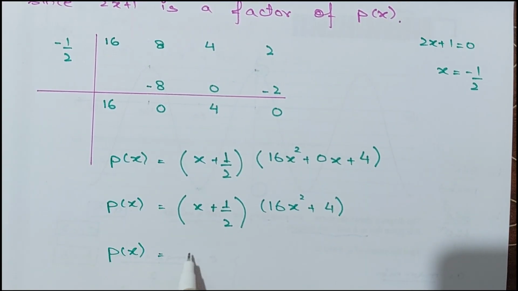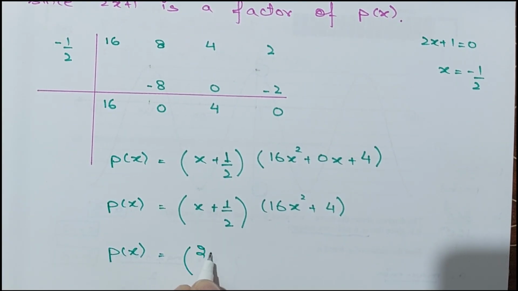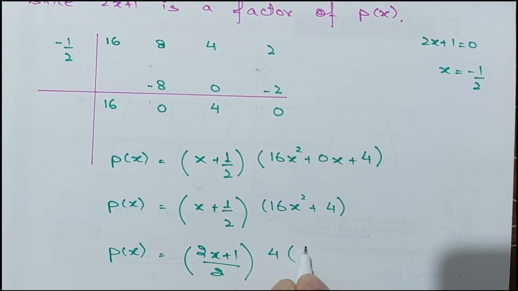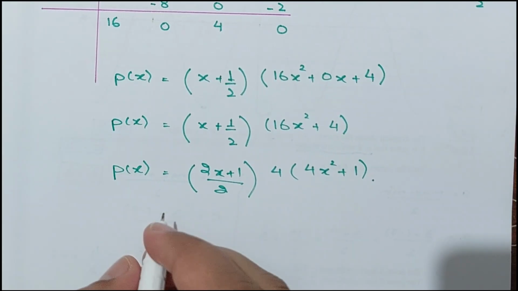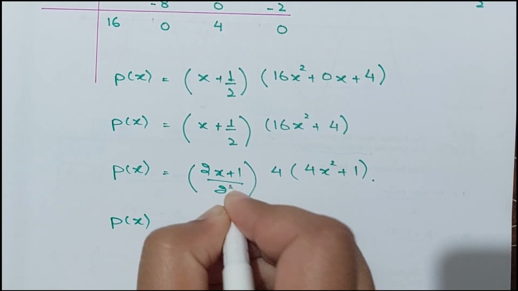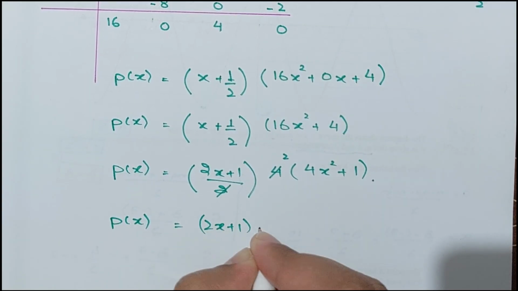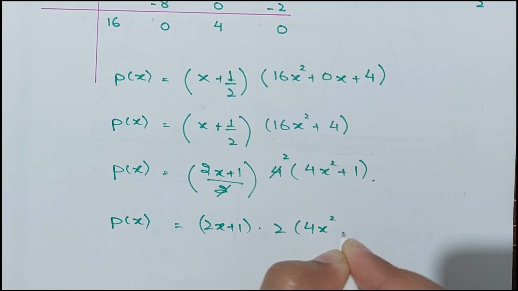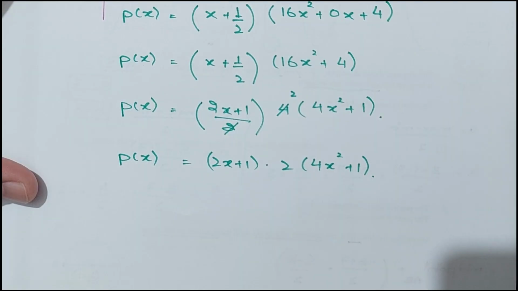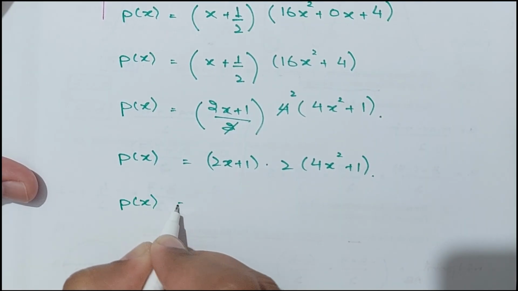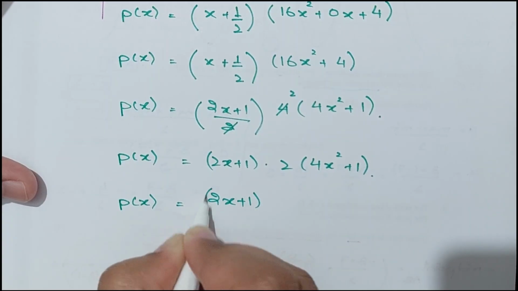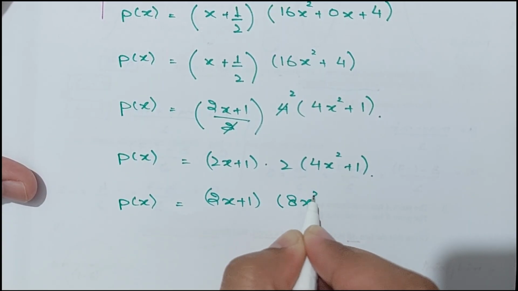P of x, this becomes, if I take 2 as an LCM, 2x plus 1 over 2. And let me take 4 common. 4 times 4 is 16x square plus 1. Okay, now p of x becomes 2 times 2 is 4, 2x plus 1 into 2 into 4x square plus 1. For this simplification, p of x is equal to 2x plus 1 and 8x square plus 2.